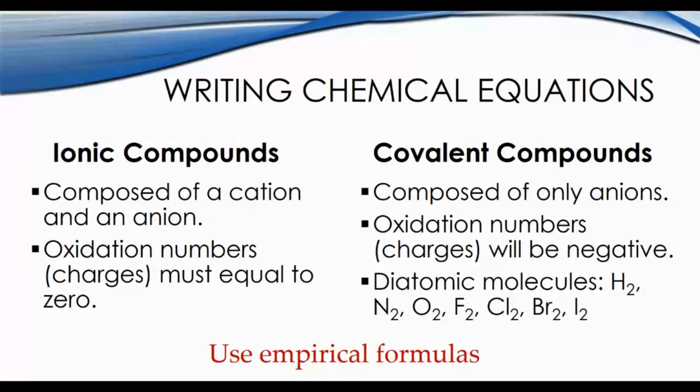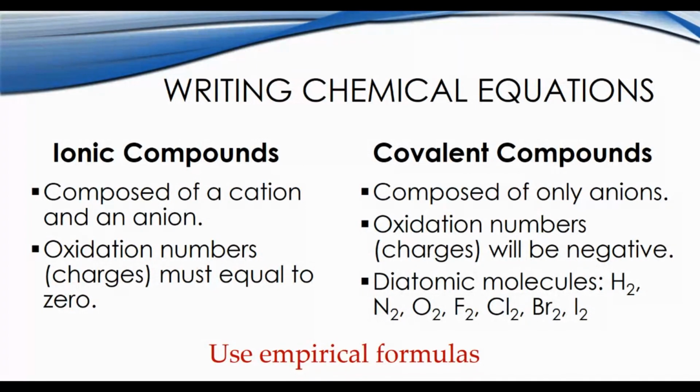Now, covalent compounds are only made up of anions, meaning non-metals. And remember, the reason we use prefixes like mono, di, tri, tetra is because they're all going to have a negative charge. And you can't really make negative charges somehow become 0, right? Another thing we need to remember about covalent compounds is diatomic molecules. Remember, those are the ones that come in twos, and when they're by themselves, you will have 2 of them.